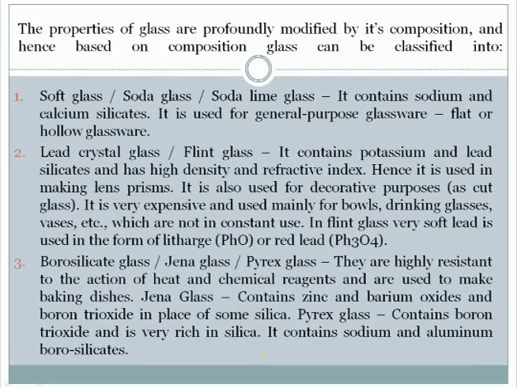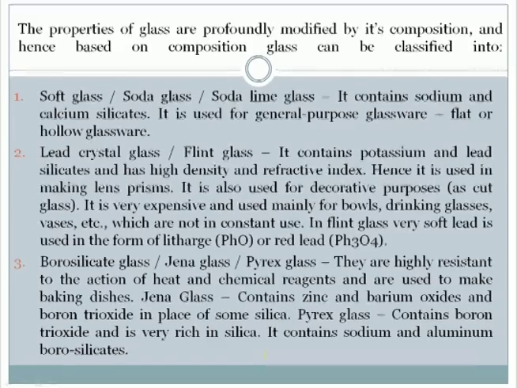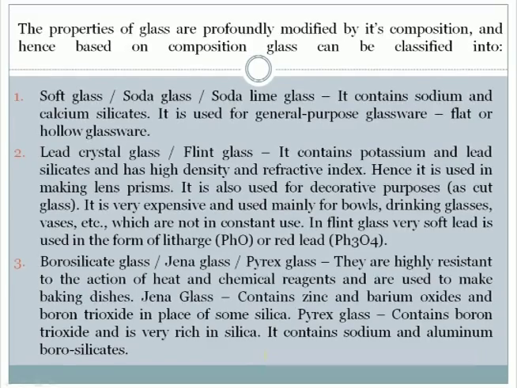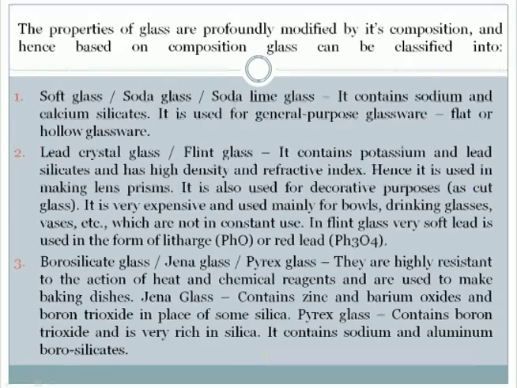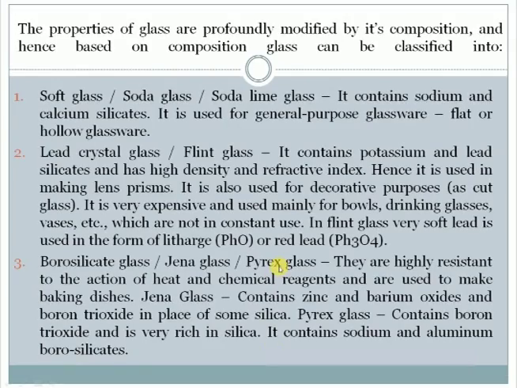Borosilicate glass, Jena glass, and the Pyrex glass. They are highly resistant to the action of heat and chemical reagents and are used to make baking dishes. The Jena glass contains zinc and barium oxides and boron trioxide in place of some silica. Pyrex glass contains boron trioxide and is very rich in silica. It contains sodium and aluminum borosilicates.